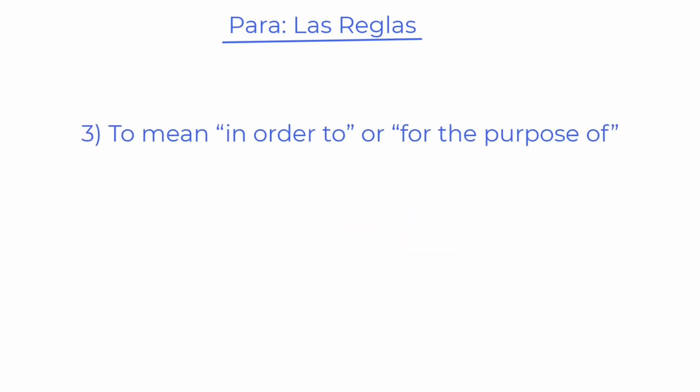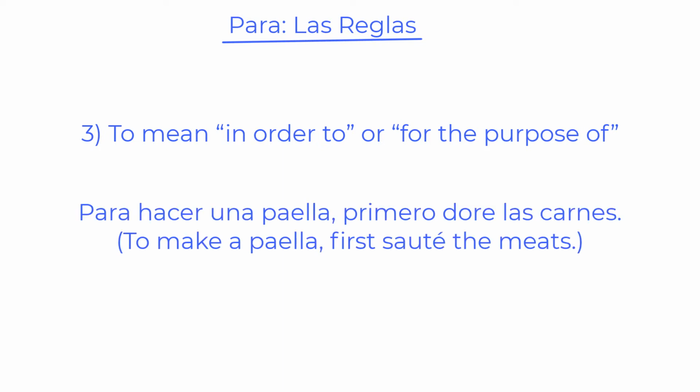Regla número tres. The rule that means in order to or for the purpose of something. Por ejemplo, para hacer una paella, primero dore las carnes. To make a paella, first saute the meats.